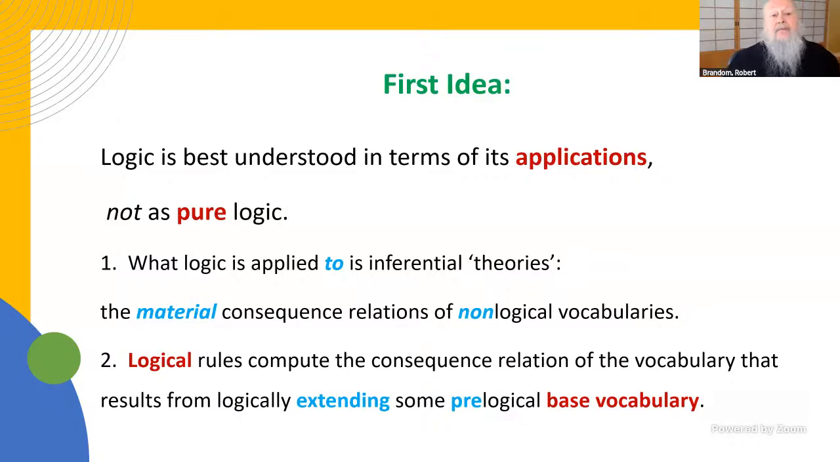And the first one is, don't worry about pure logic. Don't worry about the structure of logical consequence. Worry about what logic teaches us about consequence when it applies to a substantive theory. That is, when the logic applies not just to instances of reflexivity, A implies A, but to substantive non-logical implication relations.